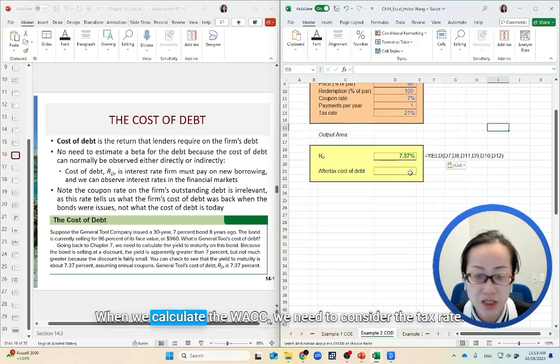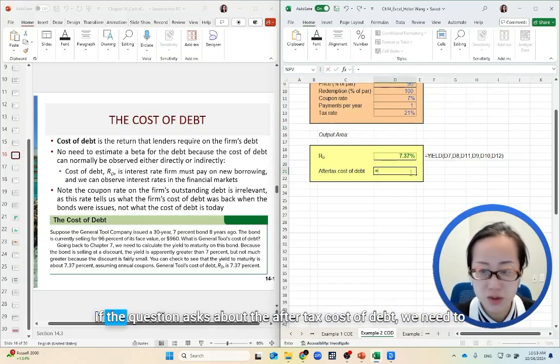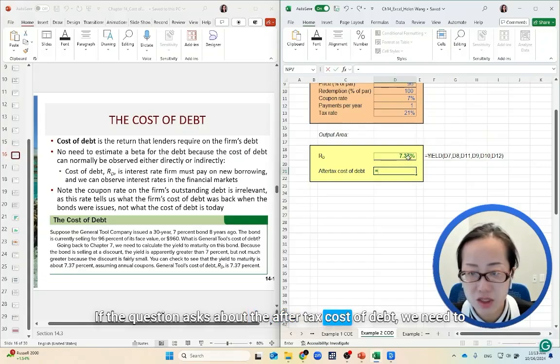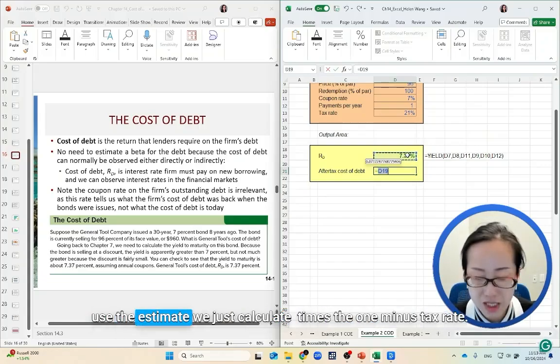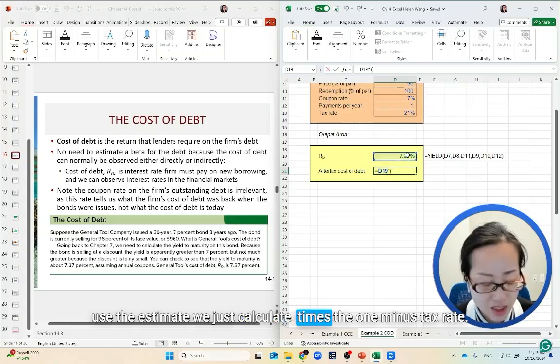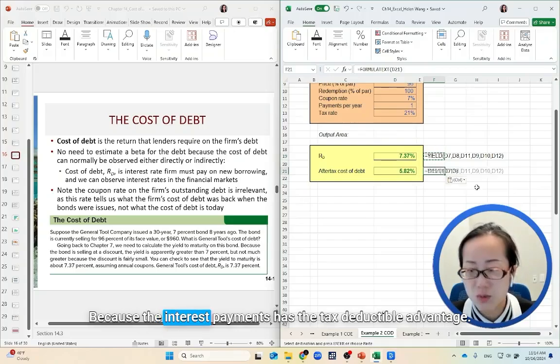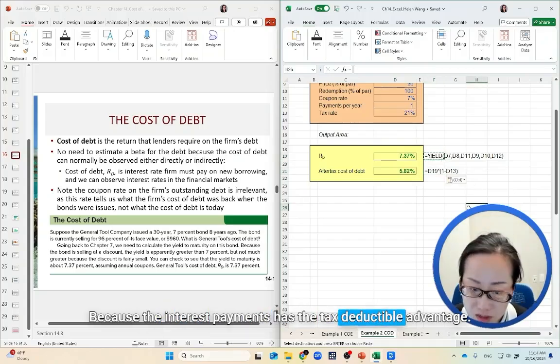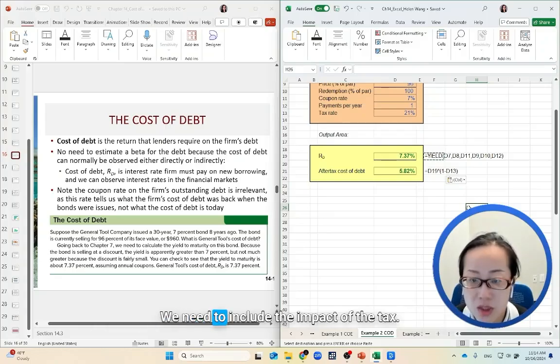7.37%. When we calculate the WACC, we need to consider the tax rate. If the question asks about the after-tax cost of debt, we need to use the estimate we just calculated times 1 minus tax rate. Because the interest payments have the tax deductible advantage, we need to include the impact of the tax.